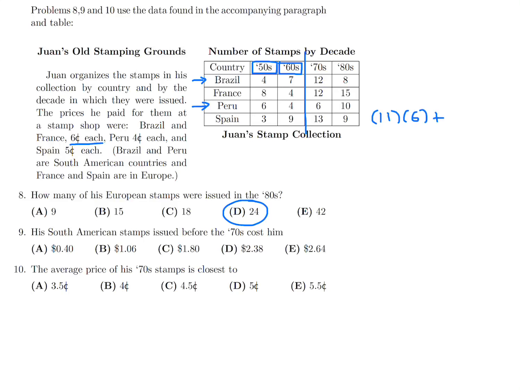And then we have to add to that the Peruvian stamps, which are 6 plus 4, so 10 of those. And then how many cents does each cost? Peru is 4 cents, so 4. And let's add this up. So this is 66 plus 40, which is 106 cents, or $1.06. So that would be for number 9B.